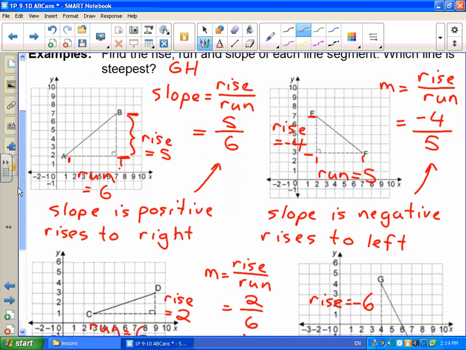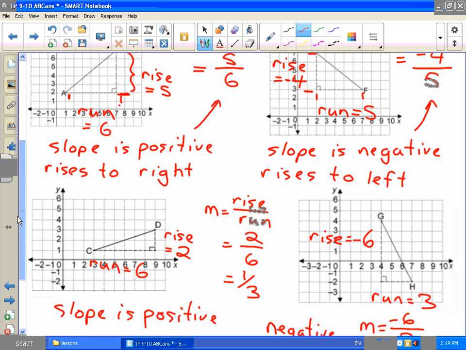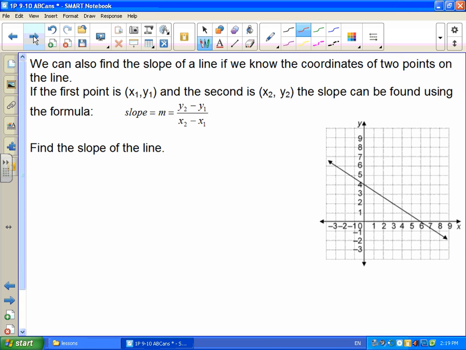Now let's look at the values of slope. Okay, we've got 5 over 6, which is less than 1, 4 over 5, which is less than 1, 1/3, which is less than 1, and over here we have 2. Biggest number, steepest slope. Okay. So that's if we have a graph there.